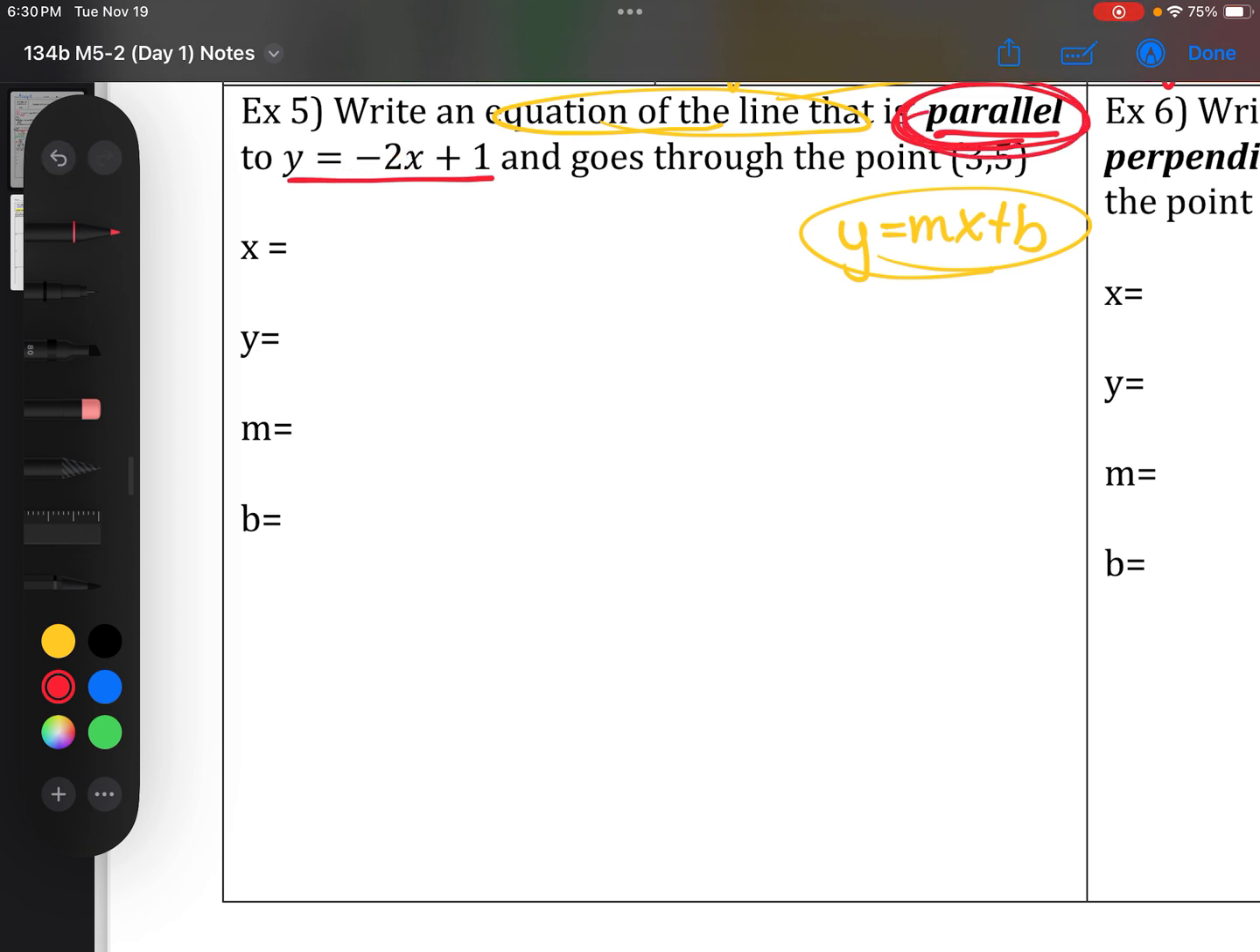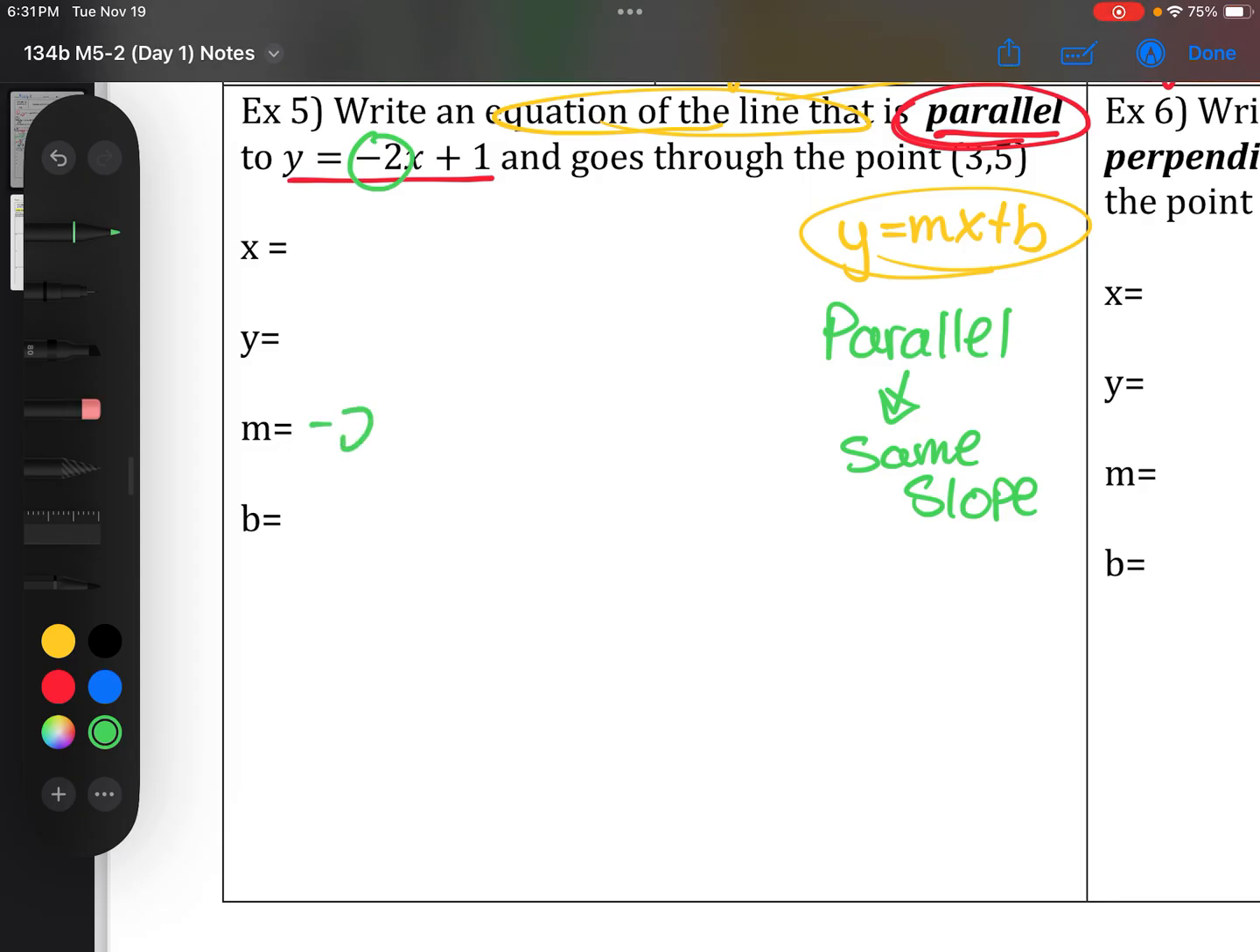Our line that we need to write has a parallel slope. So what's the slope of this line? The slope of this line here is going to be negative 2. So I know if it's a parallel lines, do they have the same slope or do they have opposite reciprocal? Parallel lines have the same slope. So that means my m has to be negative 2. Okay, we know that right off the bat. I also know this point that they gave us here, 3, 5. So the x is 3 and the y is 5.